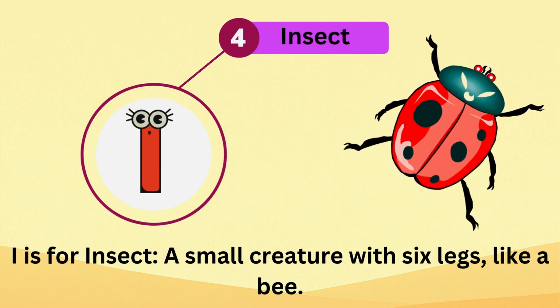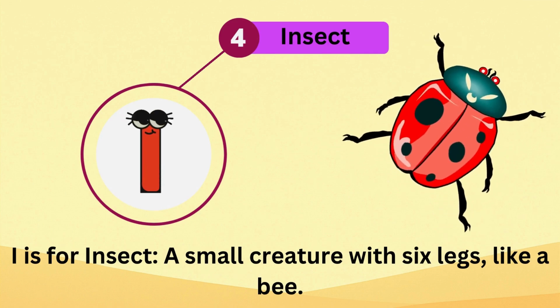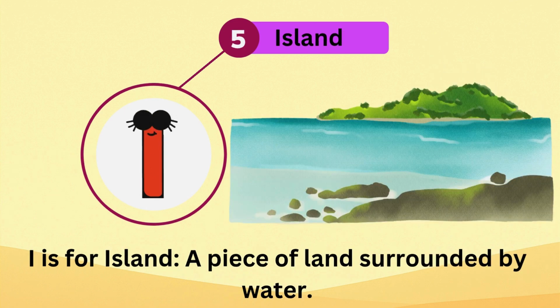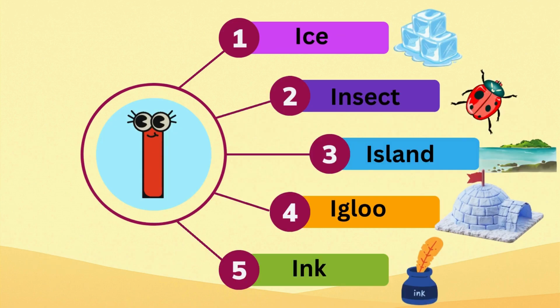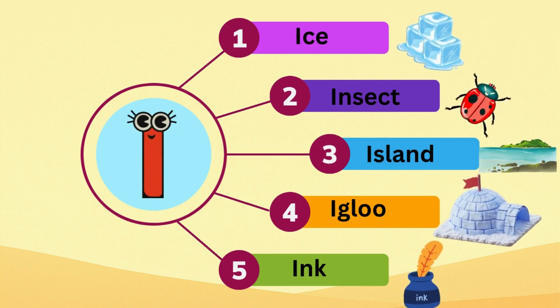I is for insect, a small creature with 6 legs like a bee. I is for island, a piece of land surrounded by water. I is for ice, insect, island, igloo, and ink.